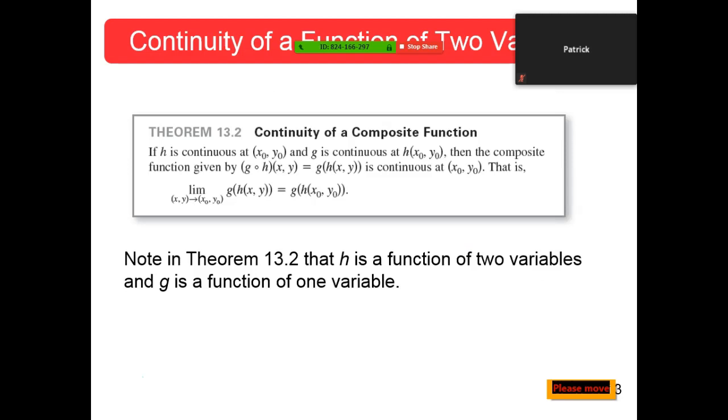All right. Theorem 13.2, continuity of a composite function. Now remember, composite functions in two variables were a little bizarre because if you have g composed with h, it can be defined for two variables, but g is a single variable function because you're doing g of h. No matter what x's and y's you put in, you can only get one output. That's what makes it a function. And because it only has one output, g only has one input. So that becomes a single variable function.